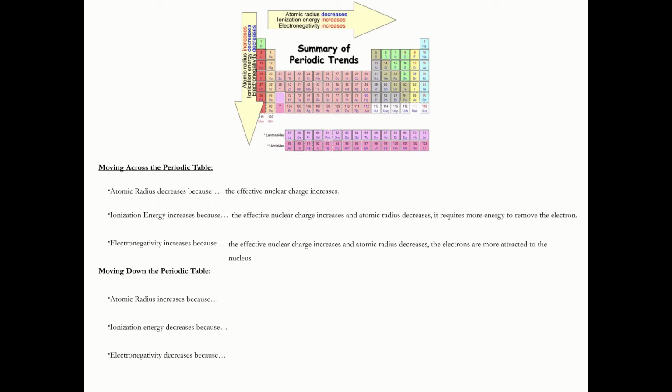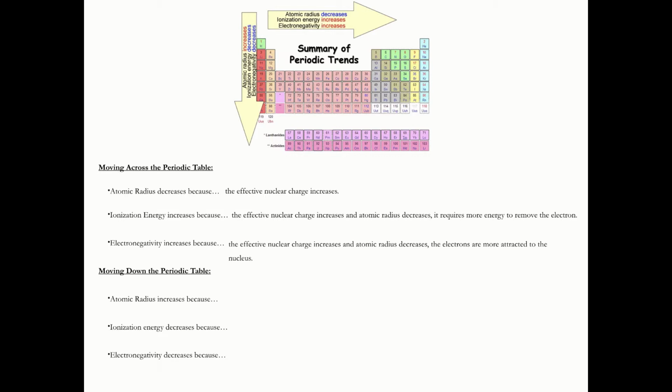Okay, so those are key periodic trends that you need to remember because we're going to expand upon those quite a bit next semester. So it should be kind of second nature to be able to explain why the ionization energy increases as you move across the periodic table, why atomic radius decreases, etc.